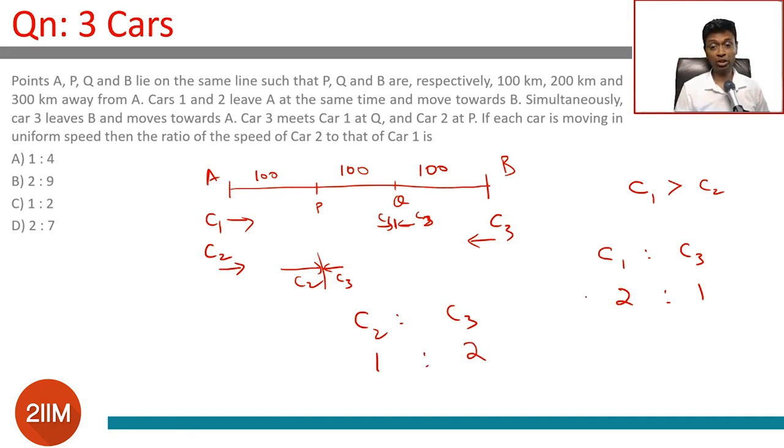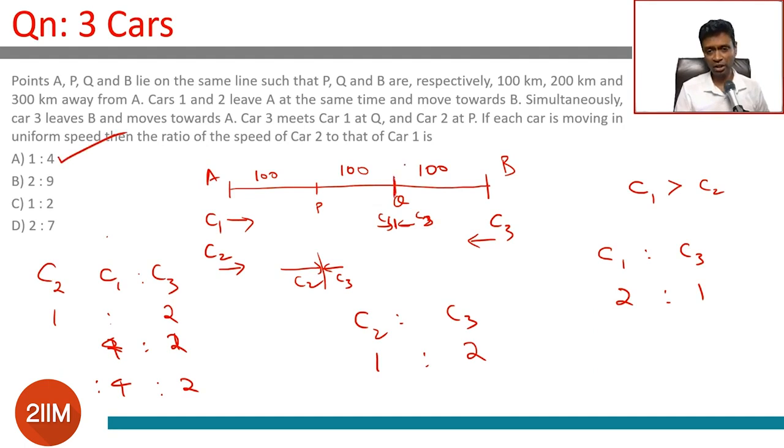We need to find C2 is to C1. That's it. So car 2 to car 3 is 1 is to 2. Fine. Car 1 to car 3 is 2 is to 1. We want to find car 2 is to car 1. And so this 2 is to 1 can be written as 4 is to 2, or the ratios are 1 is to 4 is to 2. Car 2 to car 1 is 1 is to 4. This is the answer. Right?